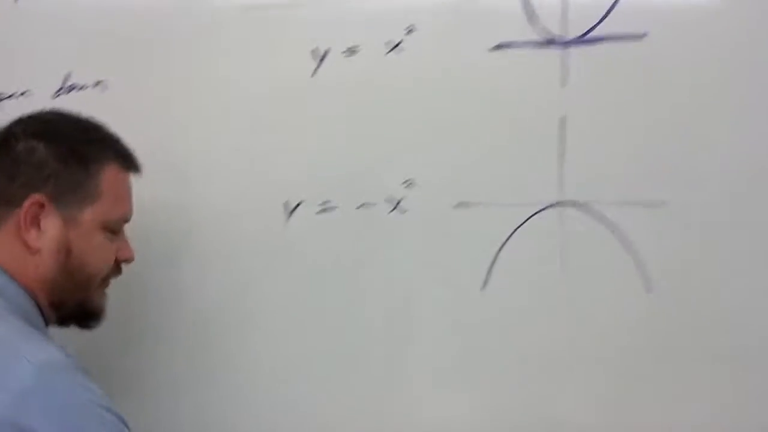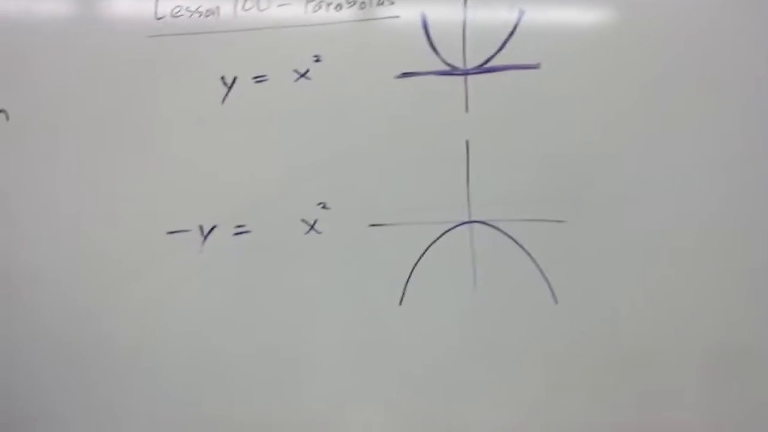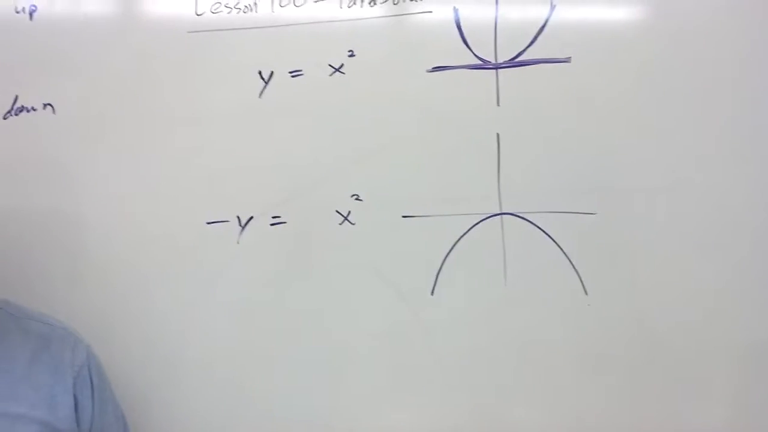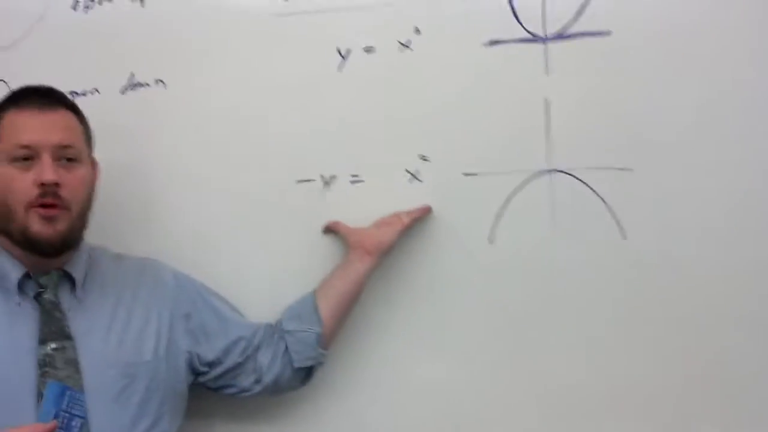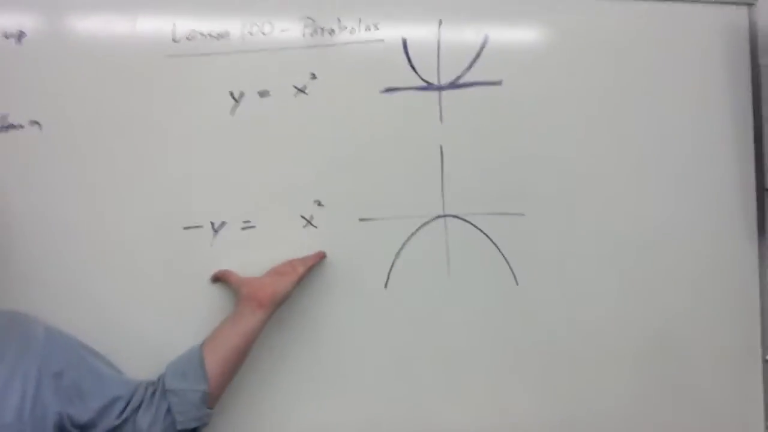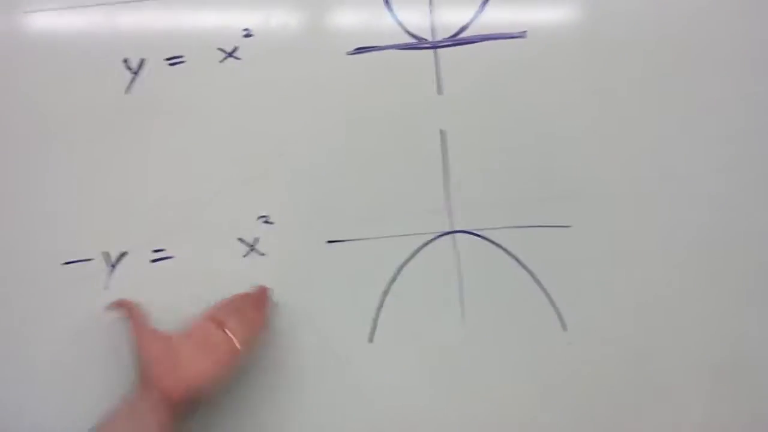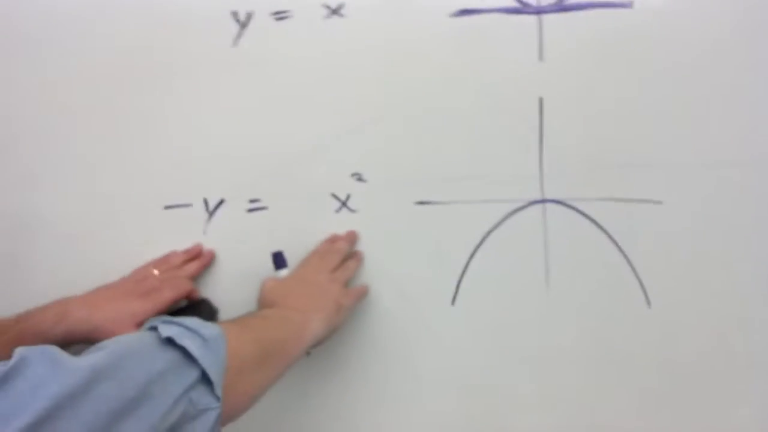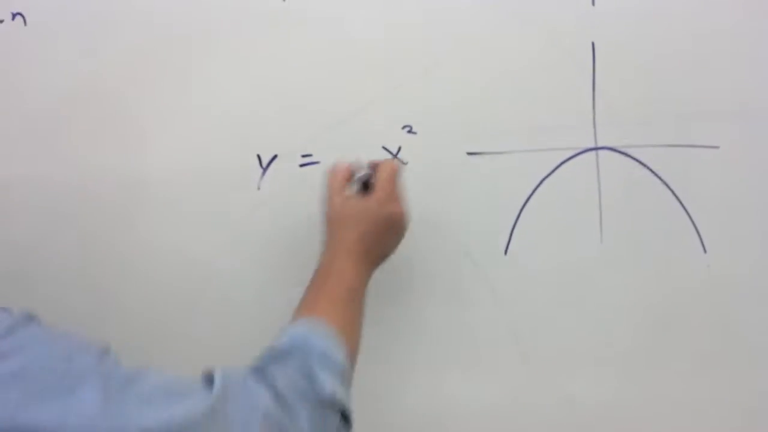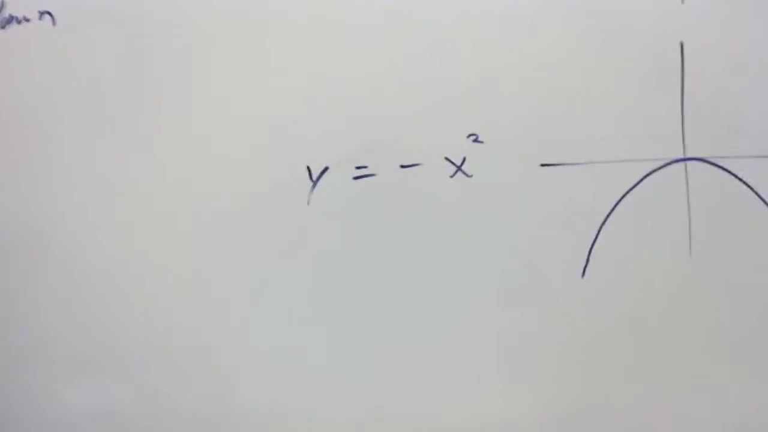Now, someone else suggested that maybe the negative goes here. Suppose we wrote it like this. What would happen if I multiplied both sides of this equation by negative 1? If I multiply both sides by negative 1, this becomes a positive y, and this becomes a negative x squared. So it would end up being the same.